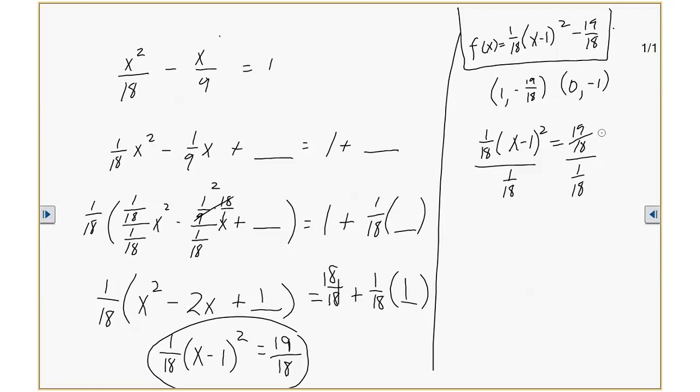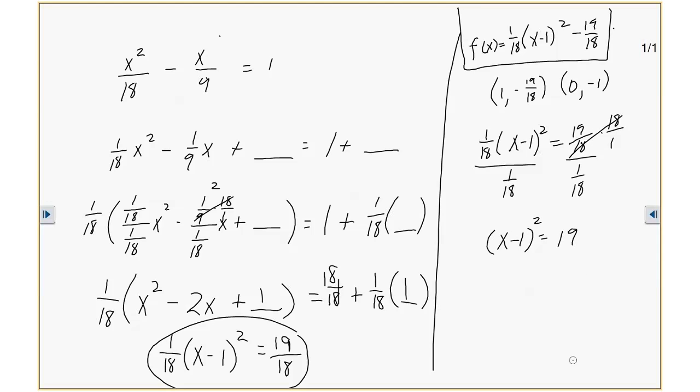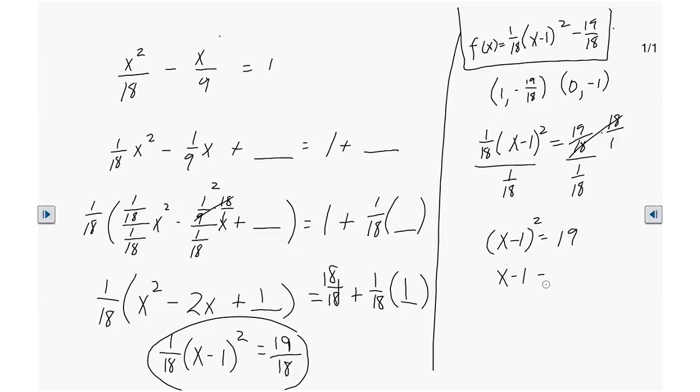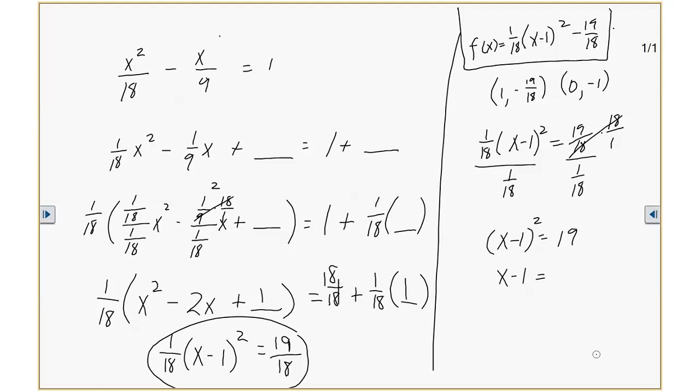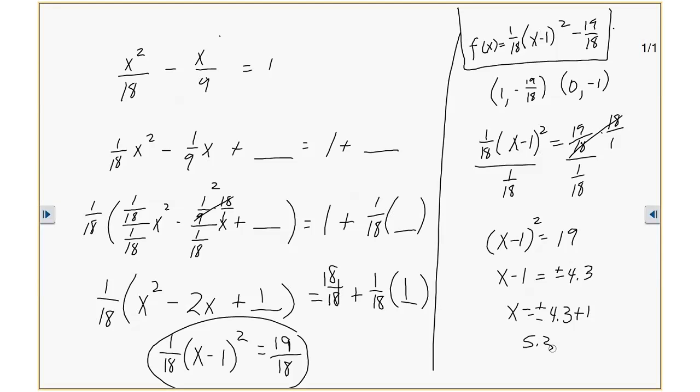What do you do? Multiply by what? 18 over, what happens with 18? Oh no, that can't be right. X minus 1 quantity squared is equal to 19, so x minus 1 is equal to the square root of 19. Well, the square root of 16 is 4, so I'm going to say just 4.3. I have no idea, but go ahead and look it up. X is equal to positive negative 4.3 plus 1, which is 5.3, and negative 3.3.